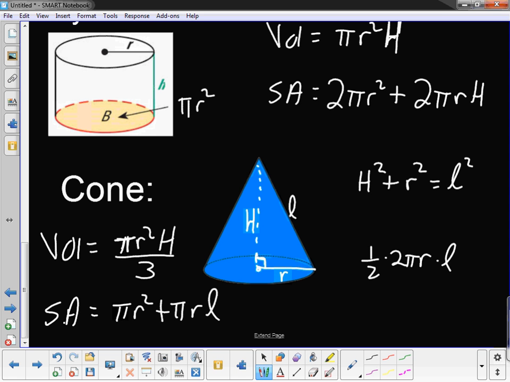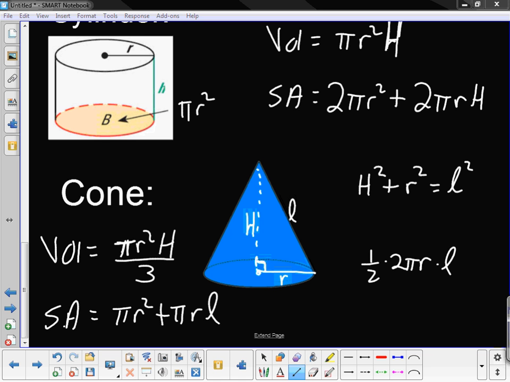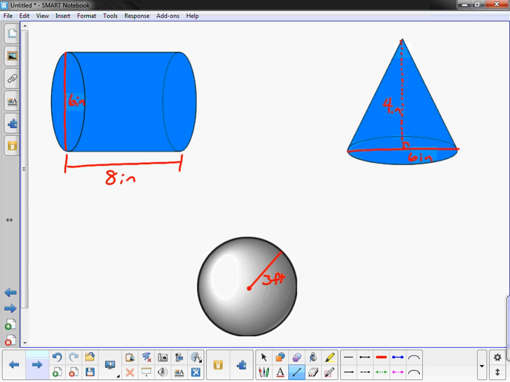Okay, so there are the formulas. Hold on to those, have them written down. If you don't, rewind the video and get all these formulas written down. So now we've got problems. I want you to find the surface area and the volume of each.